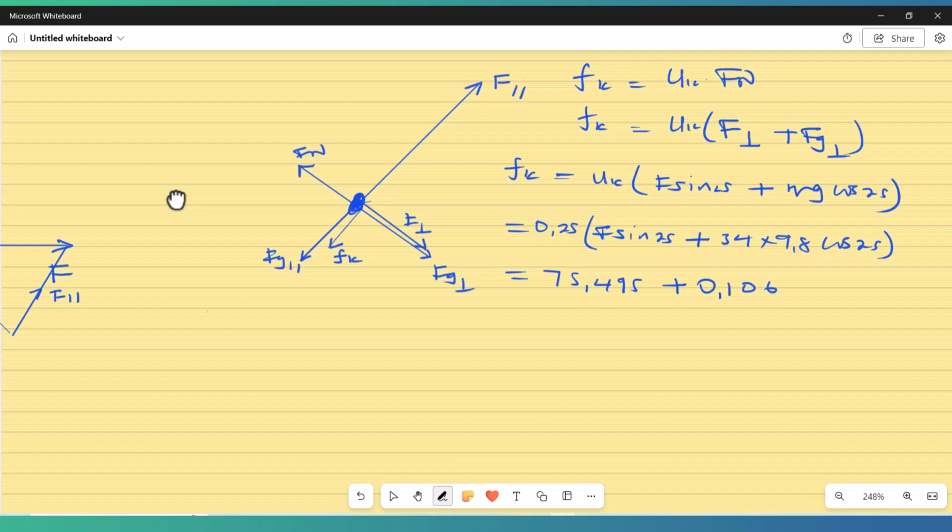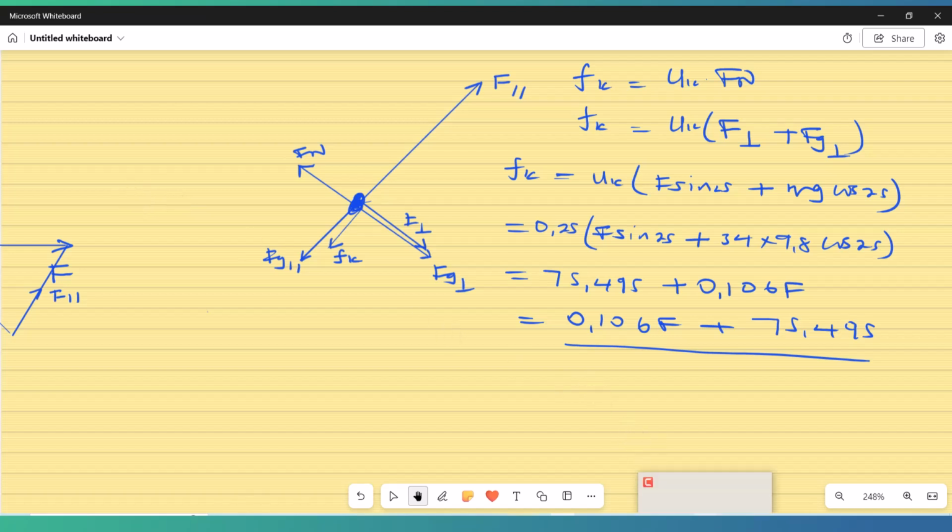And then plus 0.106 F. I repeat this one for F. I get 0.106 F. Then this one here, 0.25 times this one here, I'm getting 75.495. Hope we are together. That's our answer there. I don't know if you have any question. Are we all together? Okay. Let us proceed. Next question.